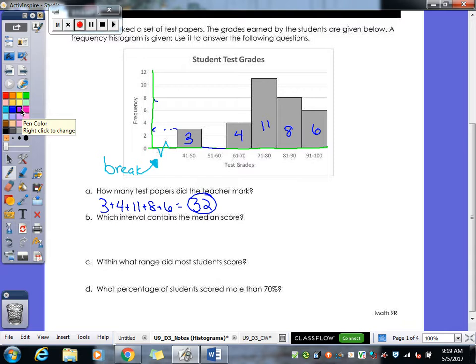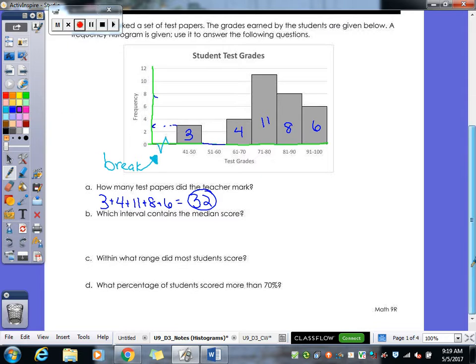So they want to know which interval contains the median score. Who remembers what the median actually is? Yes, median means our middle number. Since we don't actually know what the numbers themselves are, it's difficult to find your middle number. The way we do it with histograms is I take my 32 total scores and divide it in half, and what do I get? 16. So I'm looking for my 16th test score. That's going to be my median, my middle.